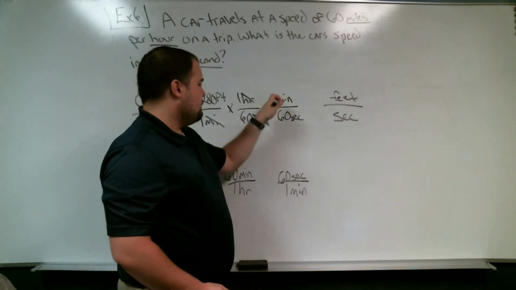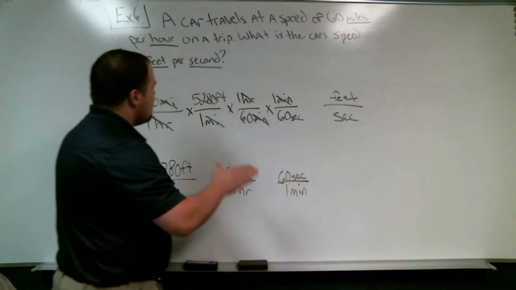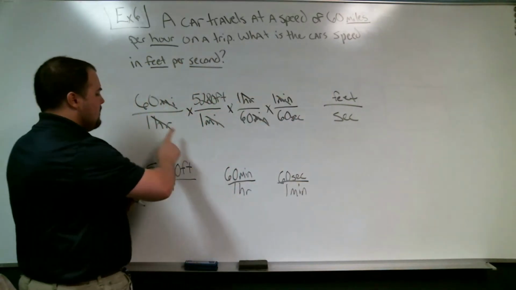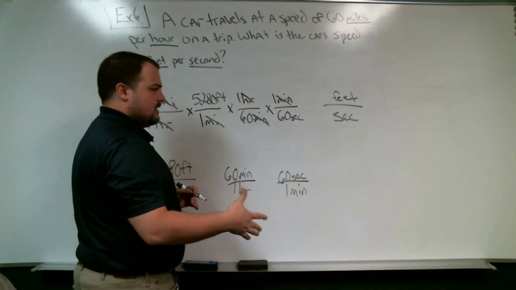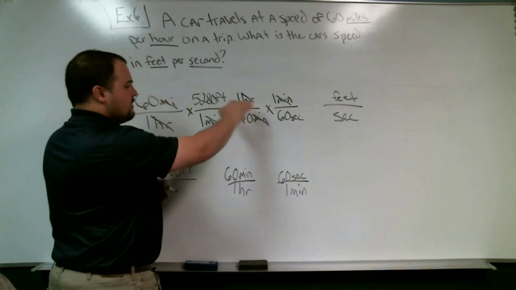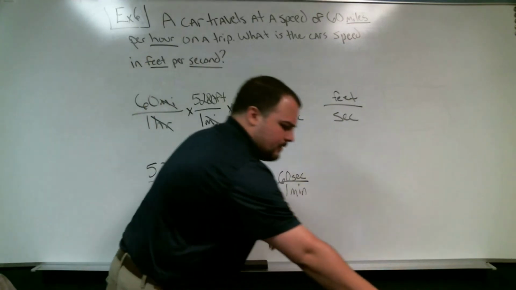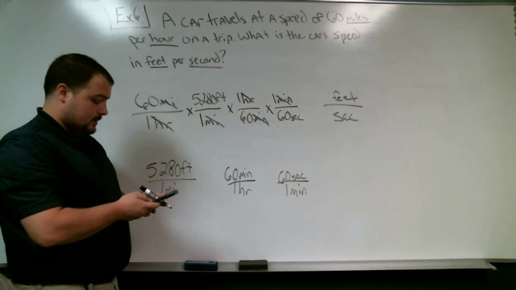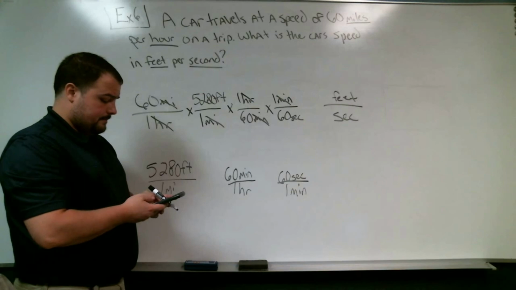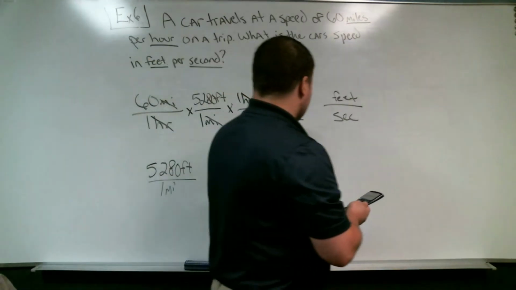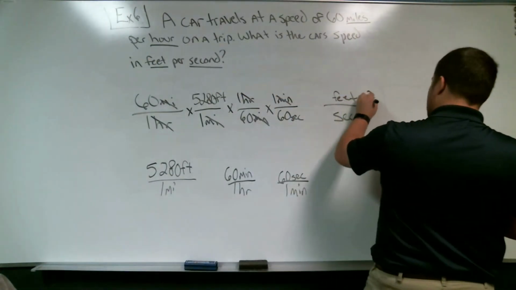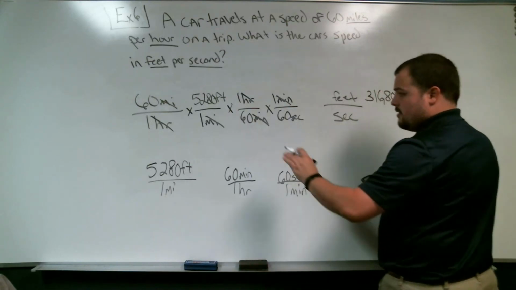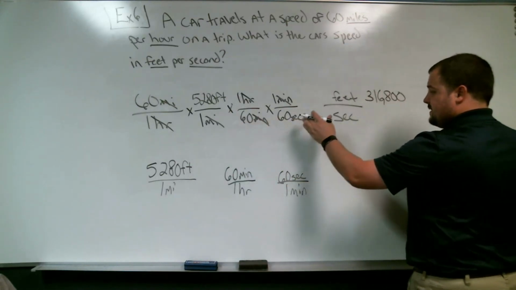Since minutes are on bottom, minutes are on top, they cancel out. Looking at this, the only thing that's on top is feet. That's what I want. Looking at this, the only thing on bottom is seconds. That's what I want. So all we have to do is multiply everything on top, then multiply everything on the bottom. So I'm going to go ahead and multiply 60 times 5,280. That equals 316,800. 1 times 1 times 60 times 60.